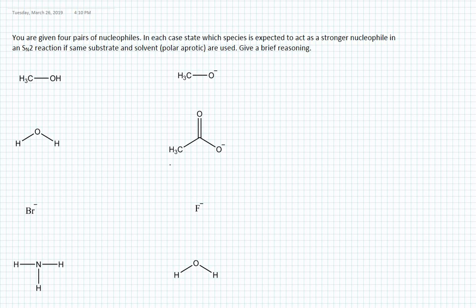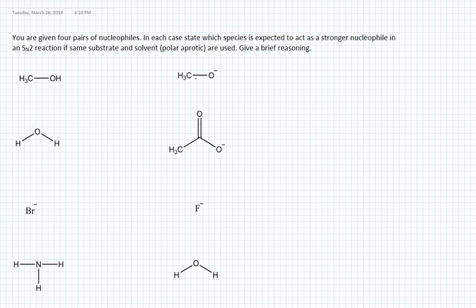So in each pair we have to catch a trend basically in order to compare the nucleophilicity of the given 2 nucleophiles. Let's look at the first case. In the first case, the first molecule is an alcohol, it's methyl alcohol, and the second one is its conjugate base. So basically the relationship between them is one is an acid and the second one is a conjugate base.